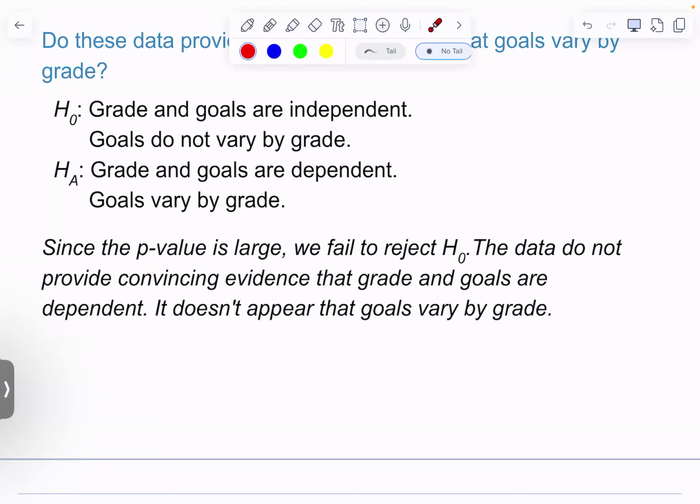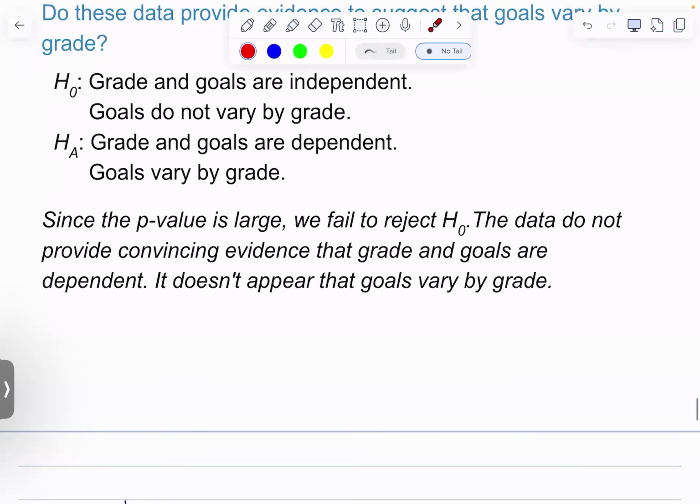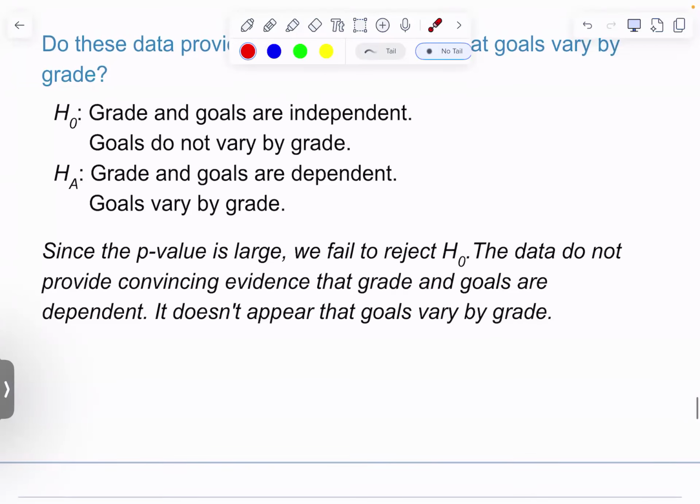And I haven't decided. Since the p-value is large, although I feel like I've said it enough, is not less than the alpha level of 0.05, then we don't have enough evidence to reject H naught, or sometimes we just say we fail to reject H naught. The data do not provide convincing evidence that grades and goals are dependent. And so it doesn't appear that goals vary by grade. Nice.